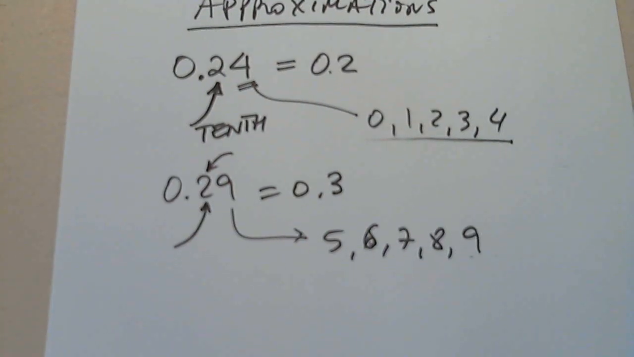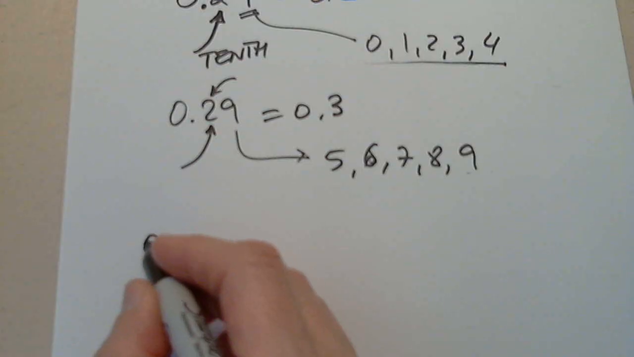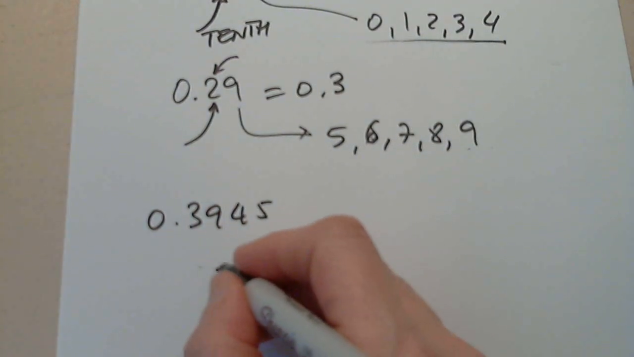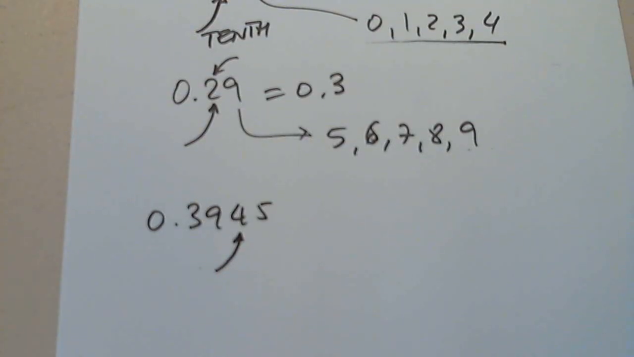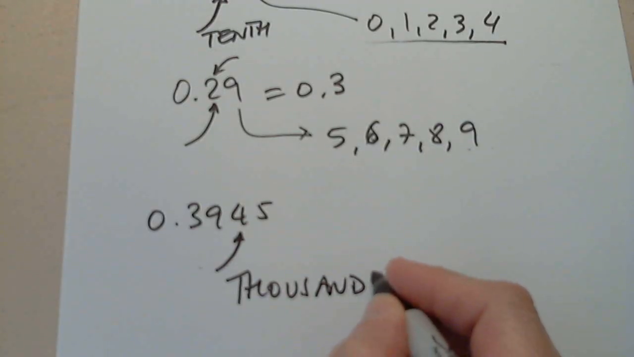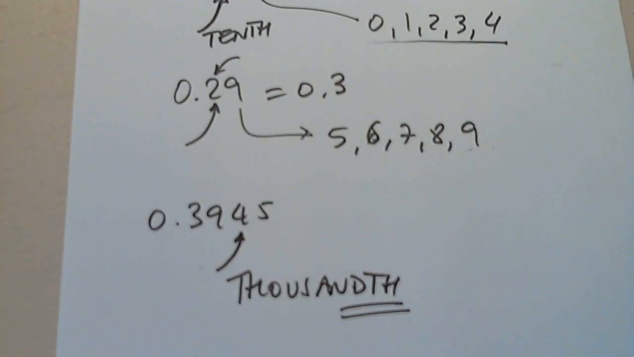Let's look at one example. What if I have 0.3945 and I'm asked to round to the nearest thousandth? How would you approximate this number?